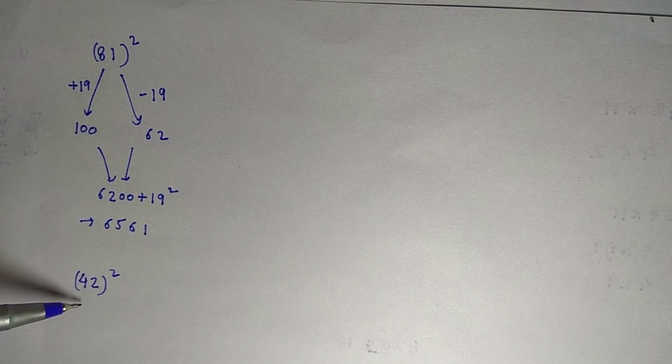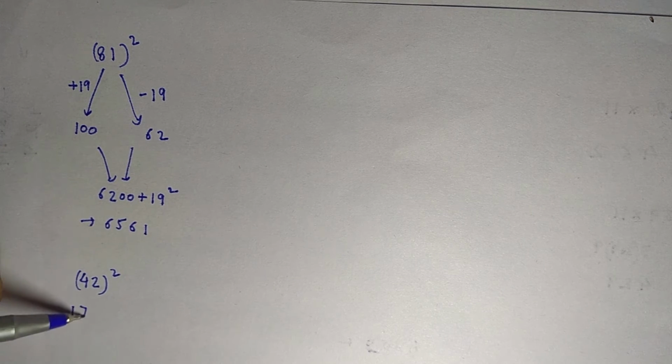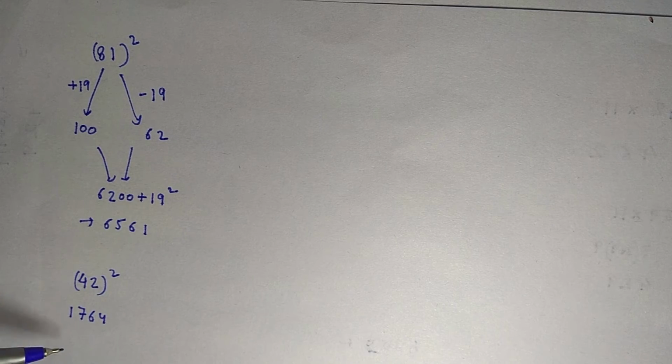42 squared, 42 plus 8 is 50. 42 minus 8 is 34. 34 times 50 is 1700, and adding 8 squared, that is 64, gives 1764.